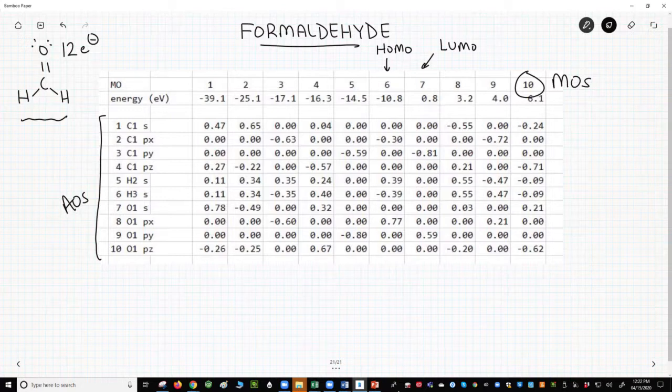Let's think about the reactivity of formaldehyde. As a carbonyl compound, it is an electrophile. Electrophiles tend to react through the LUMO. The LUMO is a vacant orbital and can accept electron density from a nucleophile. Notice that the LUMO, MO7, has coefficients from the py orbitals of carbon and oxygen. This LUMO is a pi bond.